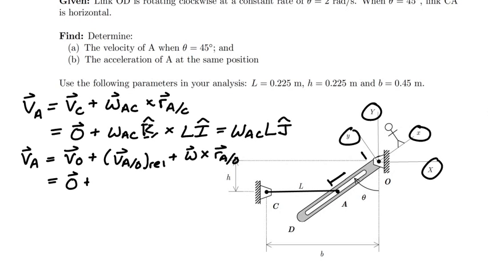Let's call this v rel. So I'm going to have v rel in the little i direction. I'm going to add to that the omega of the rotating frame, which I know is going to be minus theta dot in the little k, because we're rotating clockwise. And I'm going to cross that with r of A with respect to O, which, if this distance right here we call d, is going to be minus d in the little i.